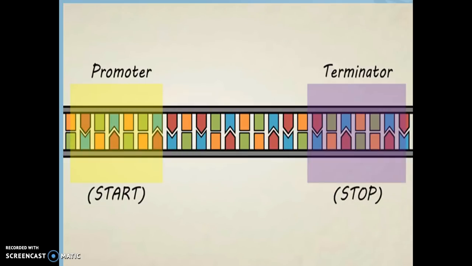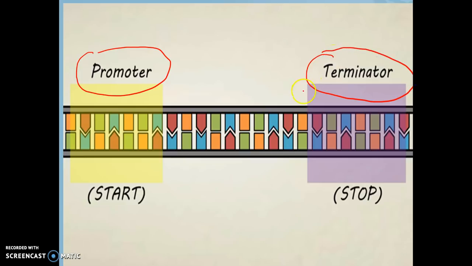On DNA, there are 2 regions for the process of transcription. The region where transcription starts is called the promoter region, and the region where transcription stops is called the terminator region. So you can remember, the promoter is the region where the process of transcription starts, and the terminator is the region where the making of RNA stops.